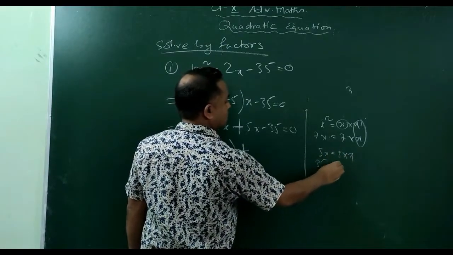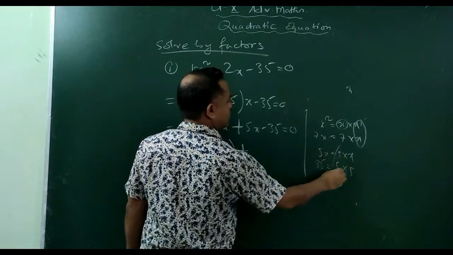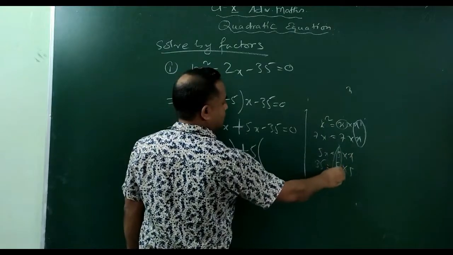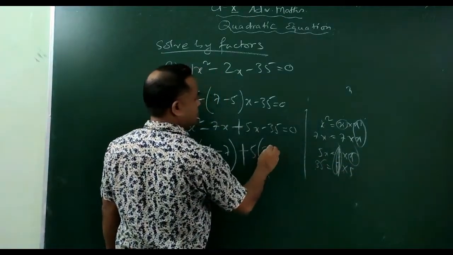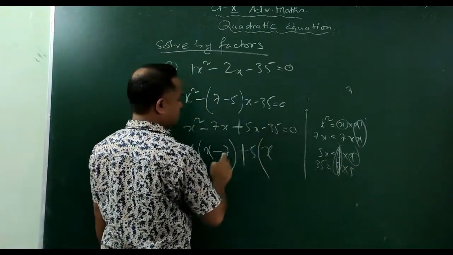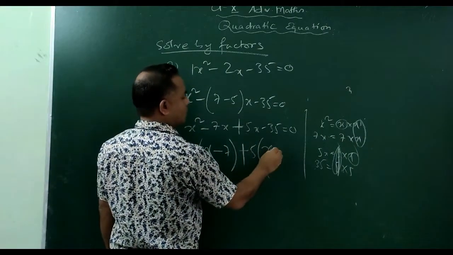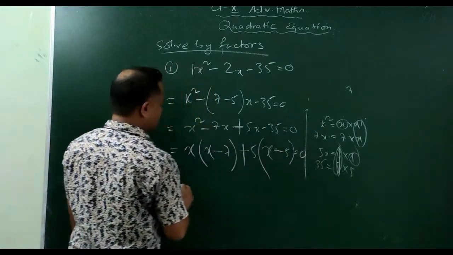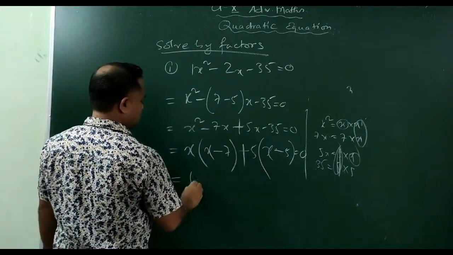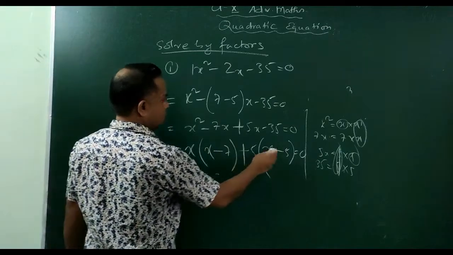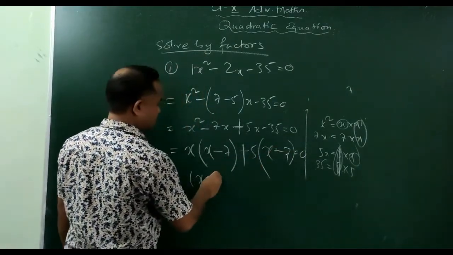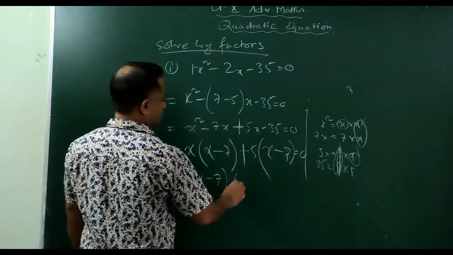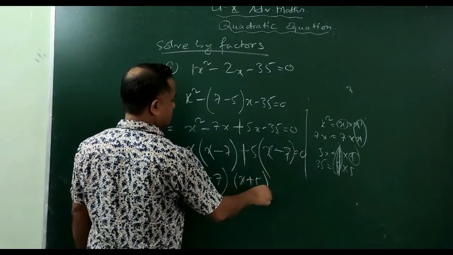35 means 5 into 7. What is the common? The common is 1. So what remains after taking out the common? That is x, and the sign is minus. So next what remains here is equal to 0. Again from here also we take out the common, that is x minus 7. After taking out the x minus 7, what remains? x plus 5.